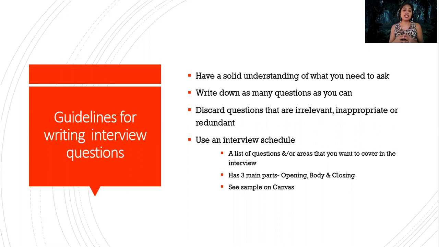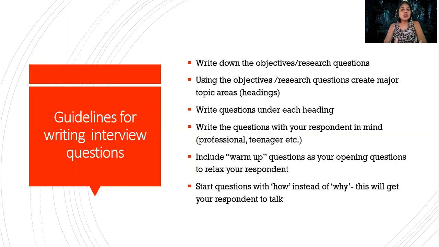And the interview schedule is a list of questions or areas that you want to cover in the interview. It has three main parts: the opening, the body, and the closing. So how do you write the questions for an interview schedule? First, you write down your research objectives or research questions. Using the objectives and research questions, you now create major topics. These are your headings. For each objective or research question, you're going to write a bunch of questions that are related to that particular topic.